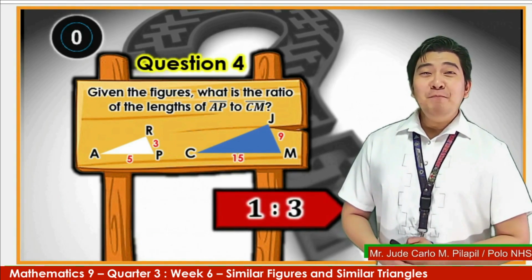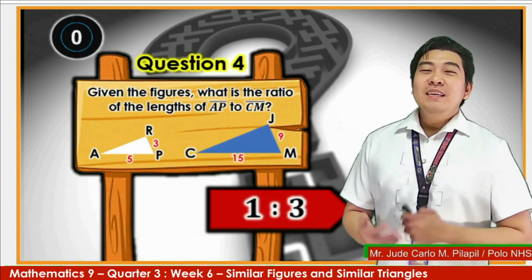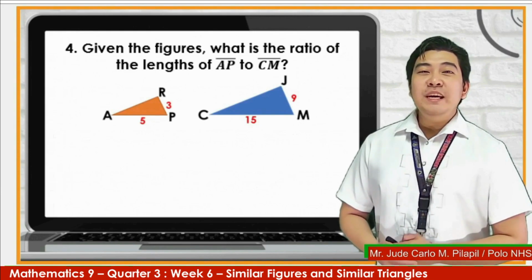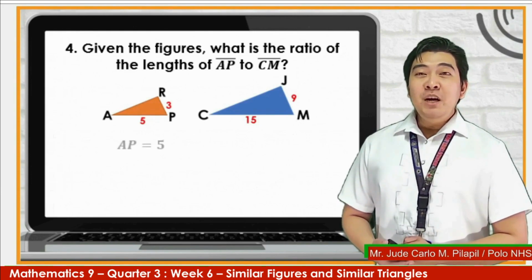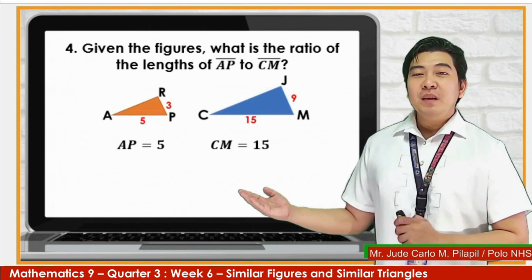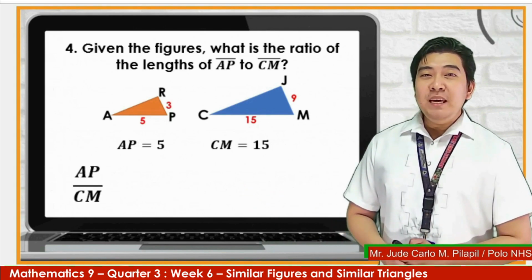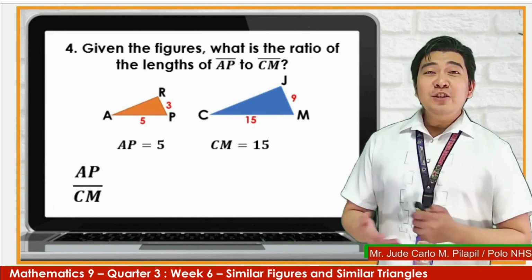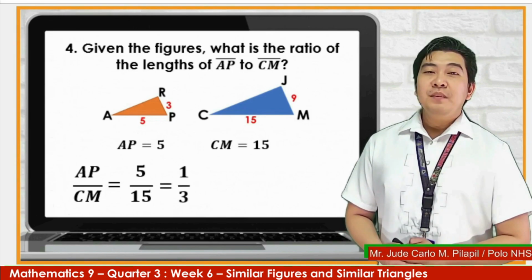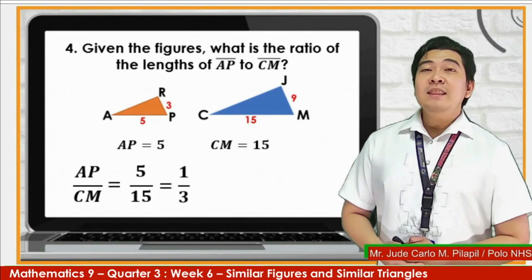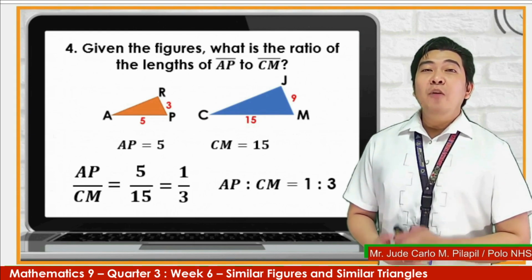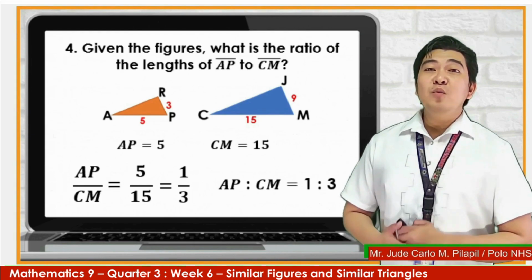If you answer the red path, that's magnificent. To get the ratio of segment AP to segment CM, we need to consider the length of each side of the triangles. Remember that segment AP measures 5 and segment CM measures 15. We are asked to get the ratio of AP is to CM. The ratio will be 5/15, which can be simplified as 1/3, since both of the terms, numerator and denominator, are divisible by 5. So therefore, we can say that the ratio of AP is to CM is equal to 1:3.